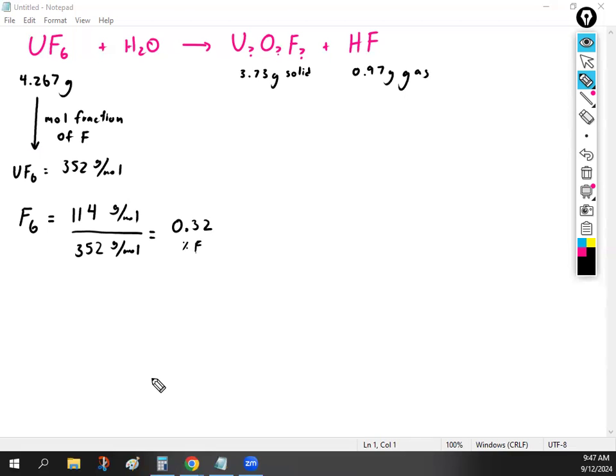All right, so far so good? So from here, we can find out the mass of fluorine because we have the total mass. If the total mass is 4.267 grams and we multiply that by our mole fraction, that's going to give us how much fluorine there is in the system in total. So you multiply those two numbers. I'll make it easy for you guys. It's 1.38 grams of fluorine in the system, and this is in total.